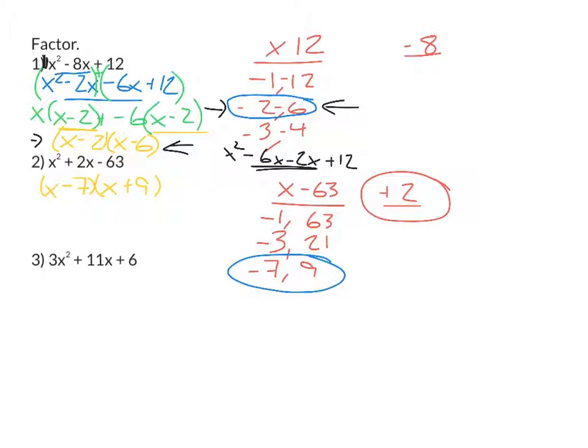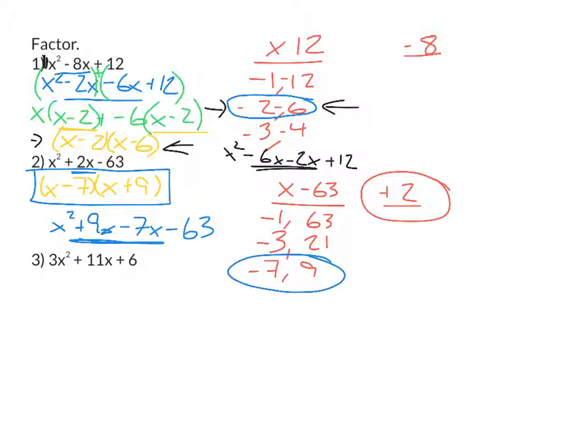And if we FOIL this together, x times x times 9, negative 7 times x, negative 7 times 9, and again, our middle terms combine to make a positive 2. So this is the factored form. A little bit quicker method than going through your full grouping steps.